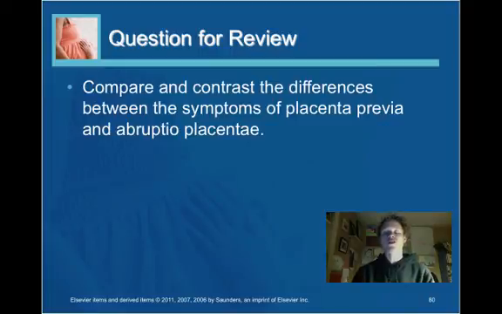So one question I want to leave you guys with is I want you to think about the differences between placenta previa and abruptio placentae, and have a good grasp on how those two are different. What are the presentations that you would expect to see with each of those, and how would you differentiate them?